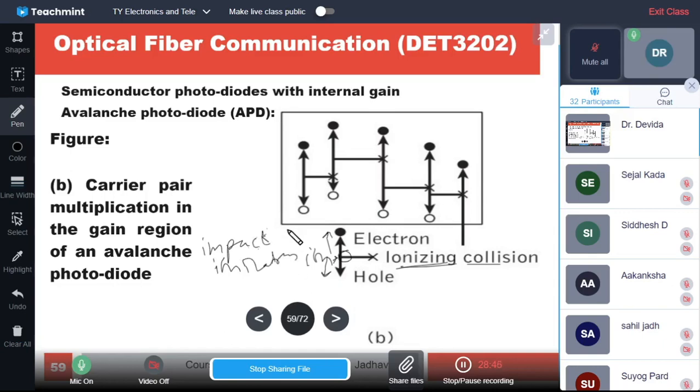So this impact ionization creates one more electron. One electron collides and creates one more electron. This electron, which collides with the atom, has very high kinetic energy, and it detaches one more electron.